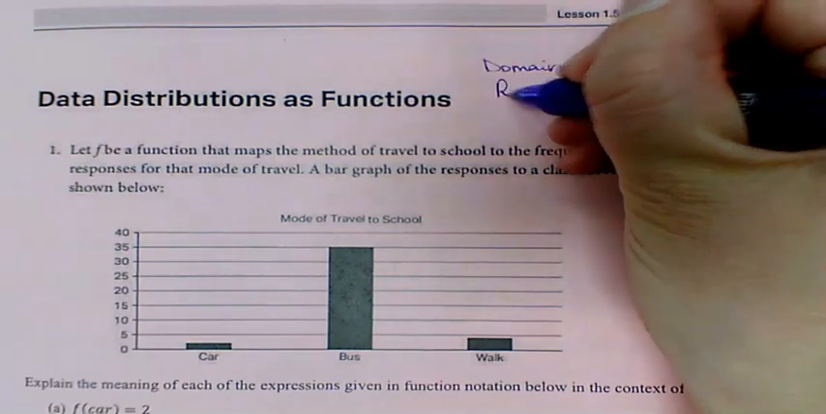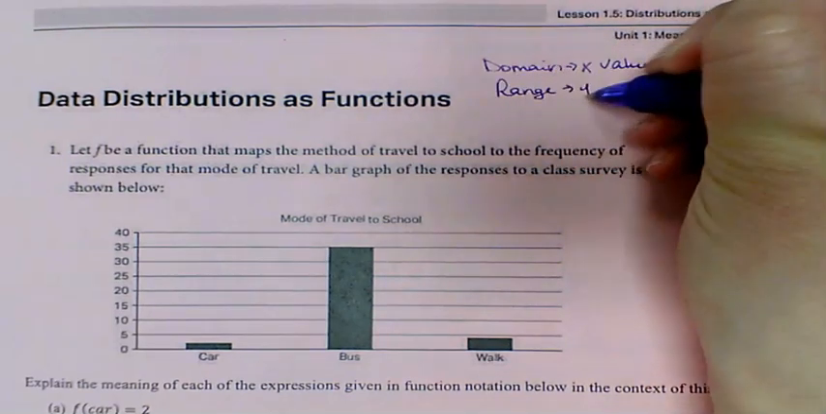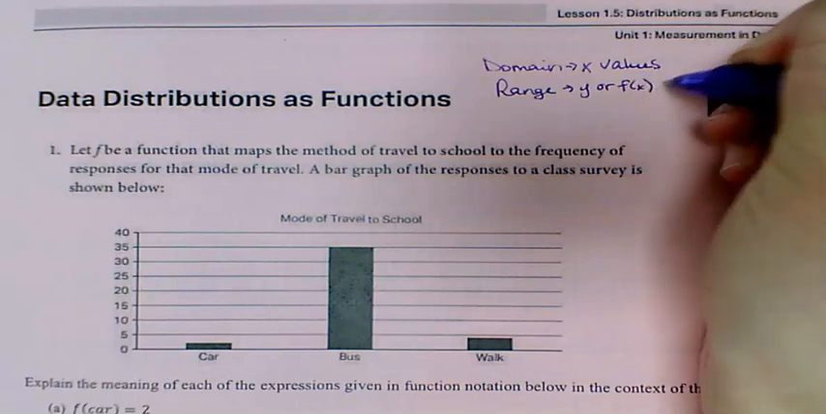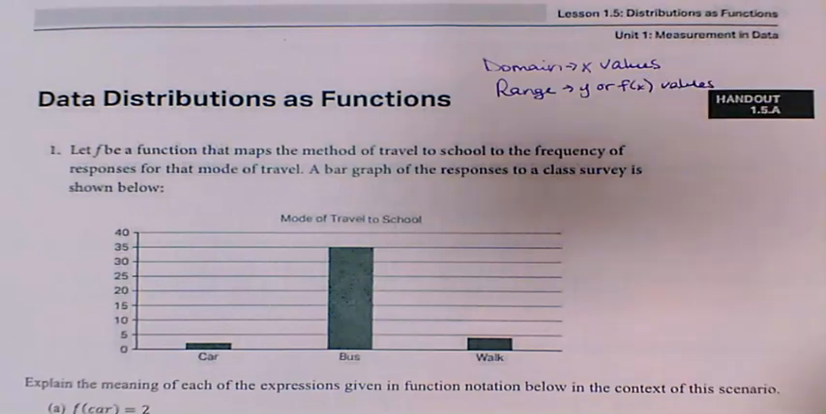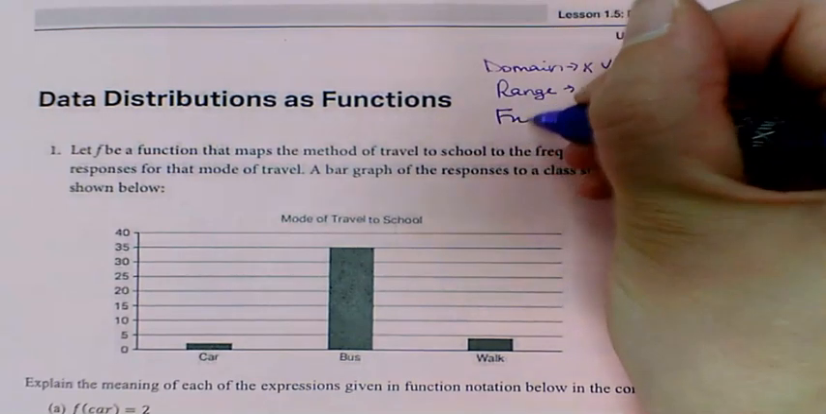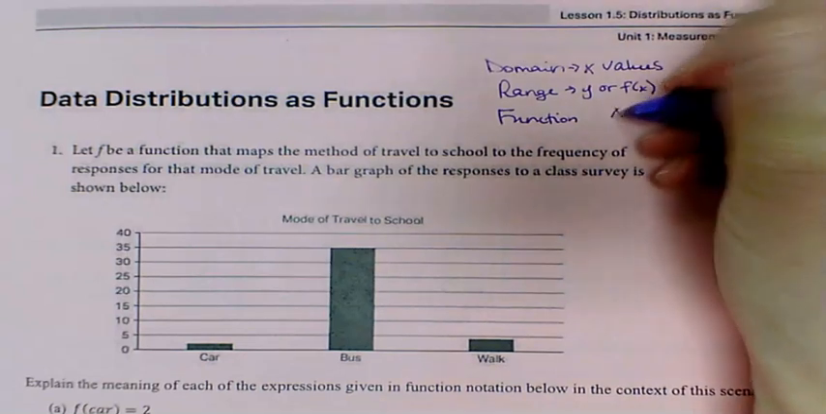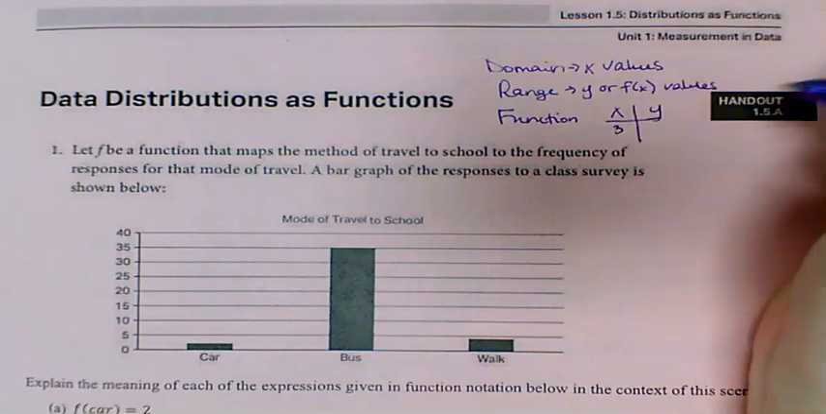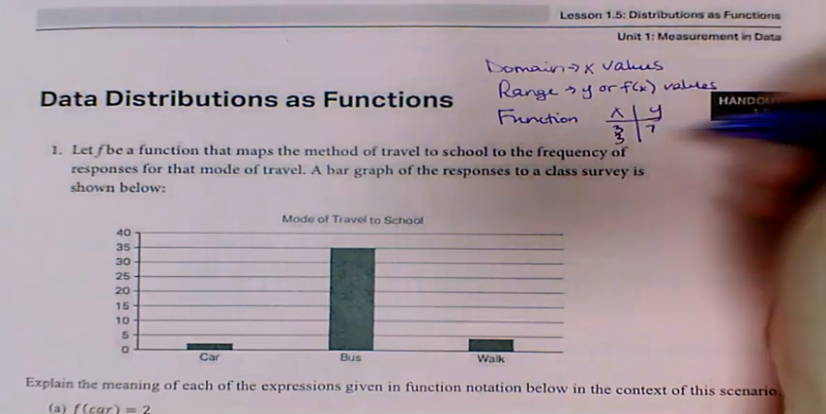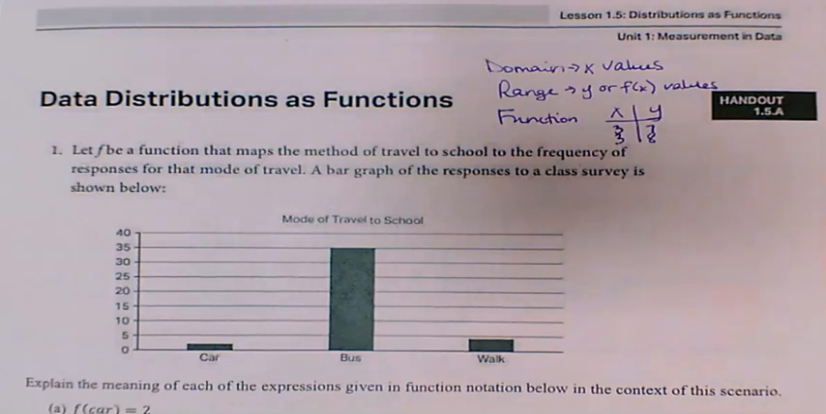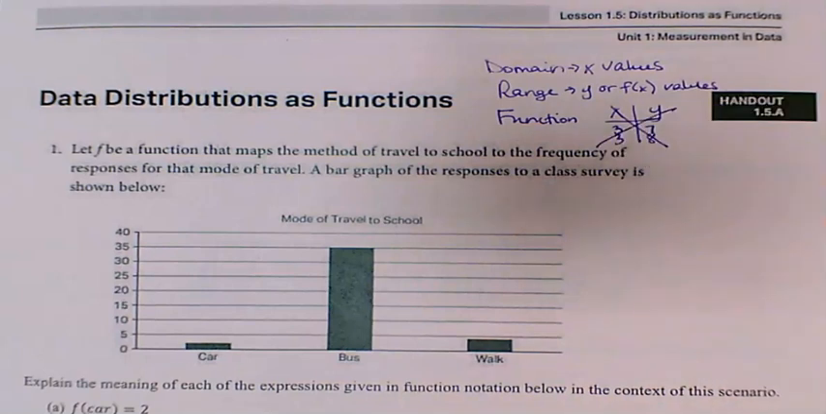Likewise, we need to talk about range. Range is the set of all y or function values in the function. And then additionally, we need to talk about a function. In order for a relationship to be a function, you can only have an x value mapped to one y value. So you can't have in a table a 3 for an x and a 7 for a y, and then a 3 for an x and an 8 for a y. So every x value can map only to one y value. This would not be a function.